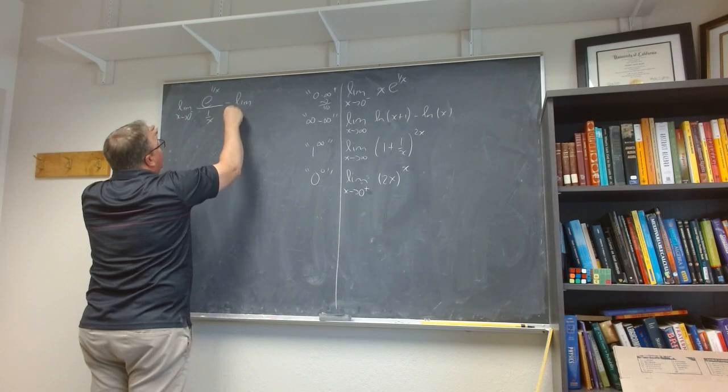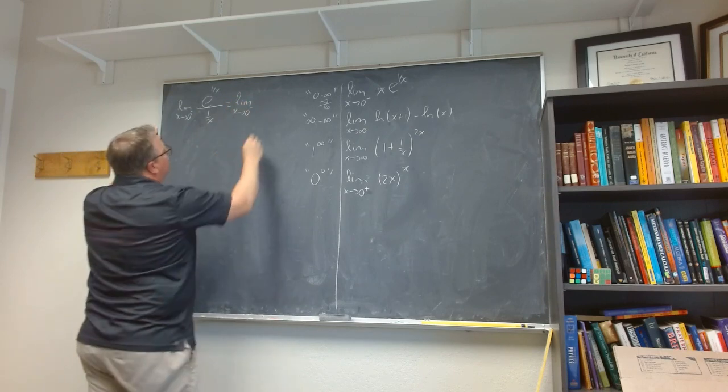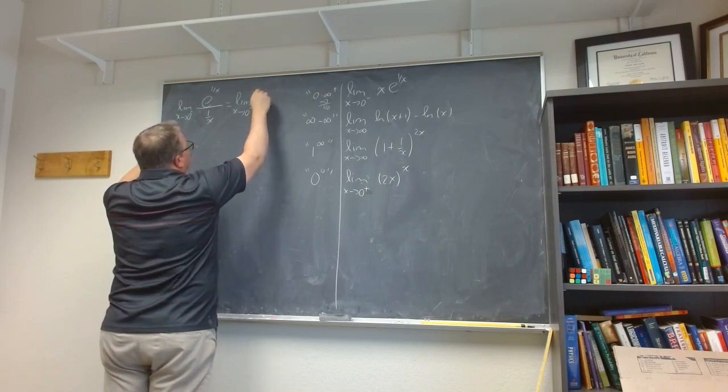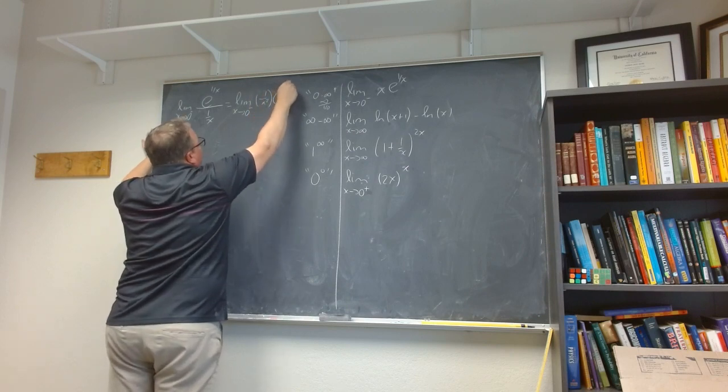So this will be the limit as x goes to 0 from the left of the derivative of e to the 1 over x, which is going to be the derivative of 1 over x, which is negative 1 over x squared, multiplied by e to the 1 over x.